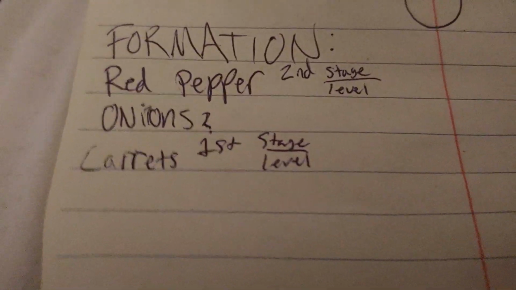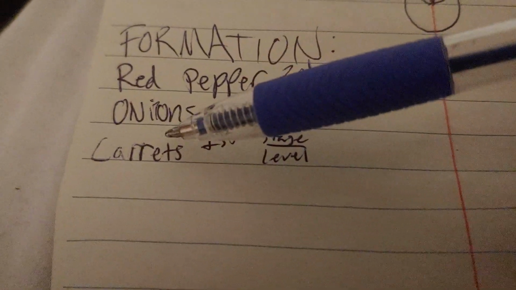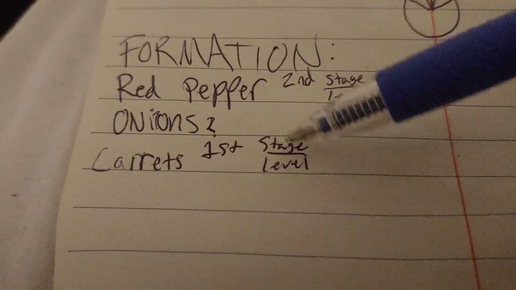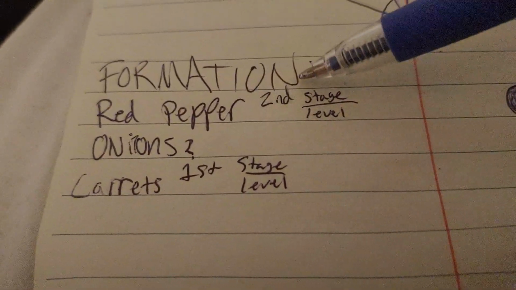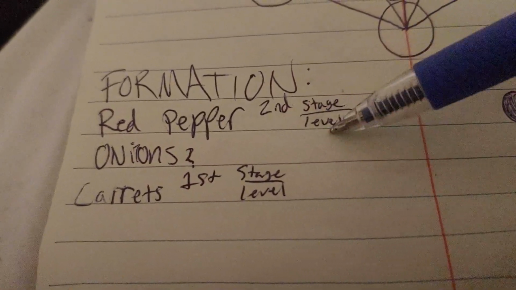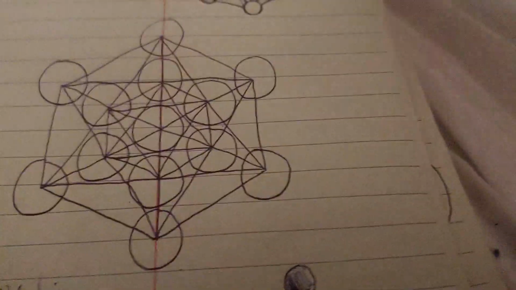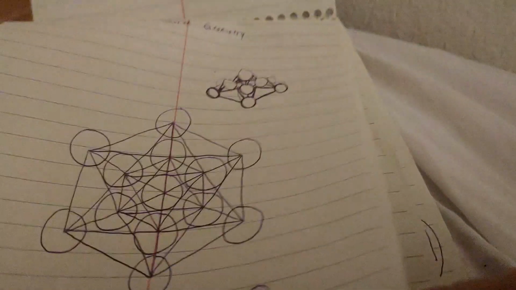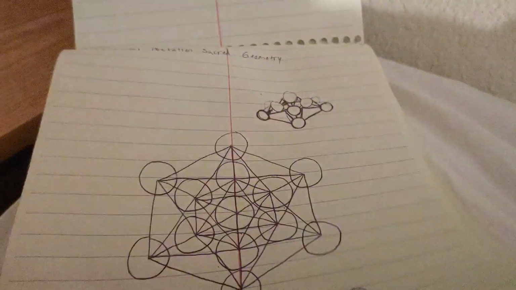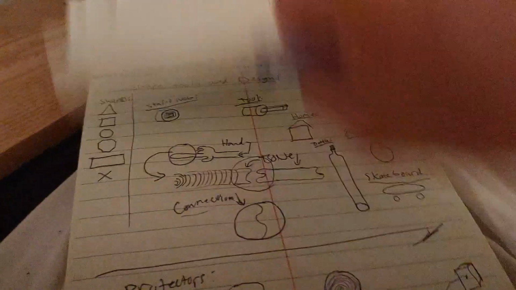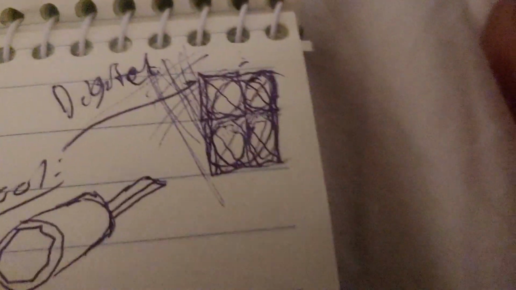This shape right here. And then the formation, there's red pepper, onions, carrots, and I classified it as second stage level, first stage level. There's different stages: first level, second level, third level. You're building upon that formation basically. And then there is this one, the one that I drew out at first.